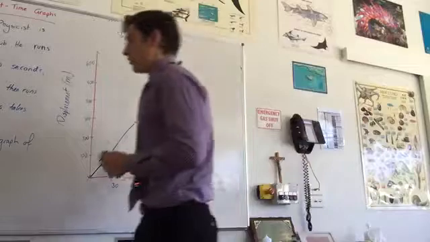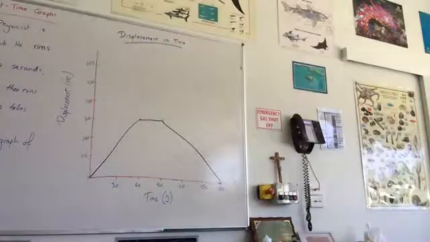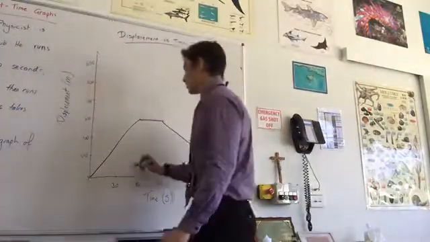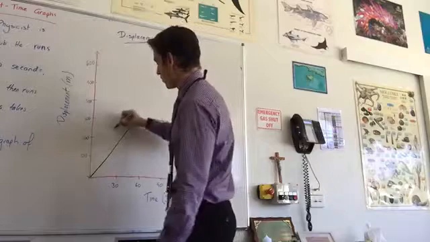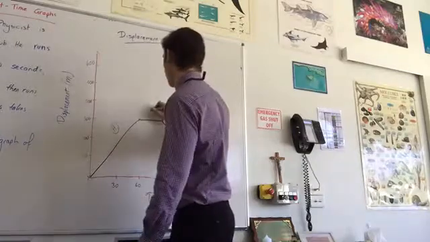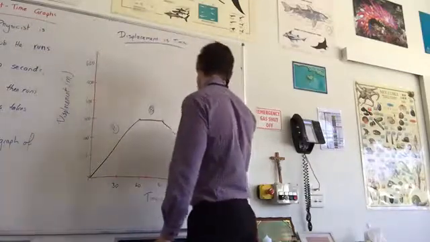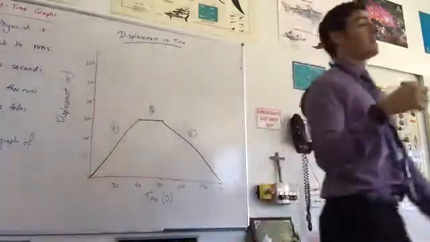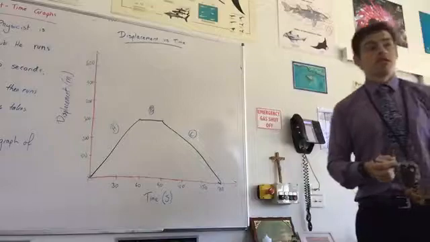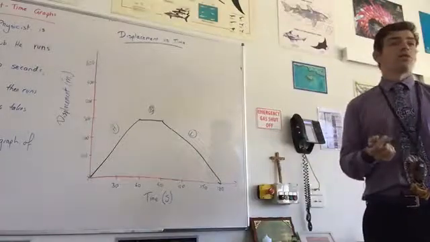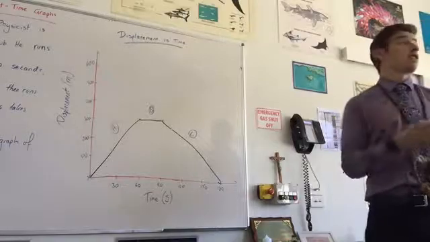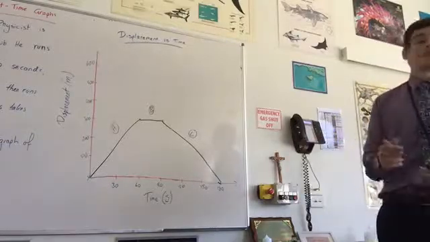For question B, I'm going to label these sections. So between 0 and 60, I'm going to label this A, I'm going to label this B, and I'm going to label this C. Can we please find our velocity at A, B and C? Now remember the equation for velocity is what? Displacement over time. So you might need to think about where he starts and where he finishes and how long it takes him to get there.